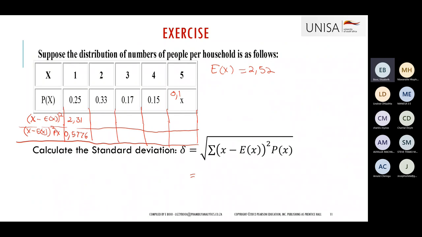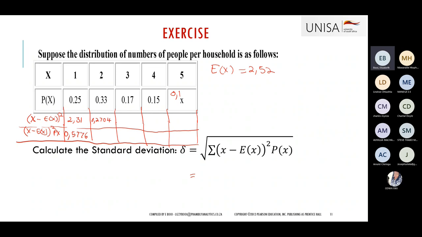2 minus 2.52 equals, take the square of the answer, and I get 0.27004, and I multiply that with 0.33, and I get 0.089232. Please keep all the decimals, all right? Or at least keep at least 4 decimals if you want to get the right answer in your options.